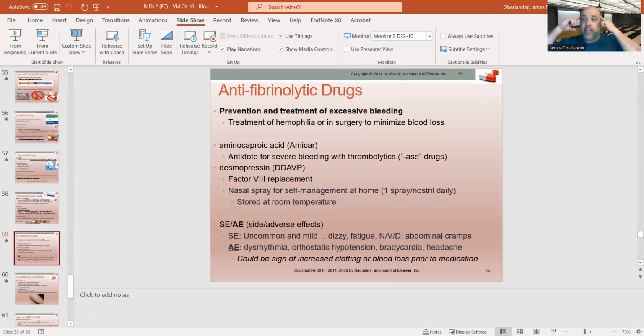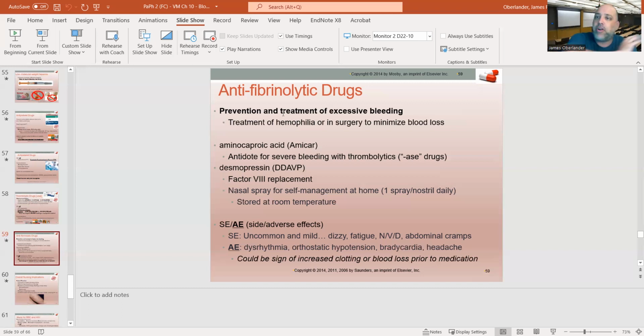Now you have to change your mind. We're going to the other side of the problem. Anti-fibrinolytic drugs, meaning against breaking down clots. So these actually help you clot. These are drugs that are given to help you deal with bleeding problems.